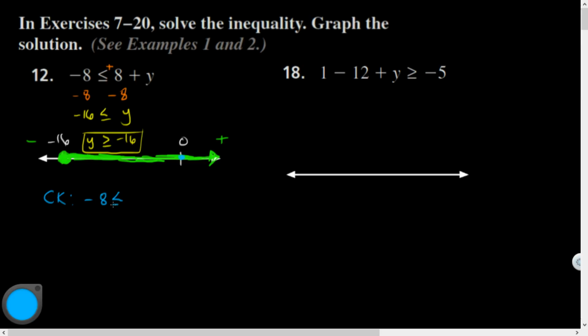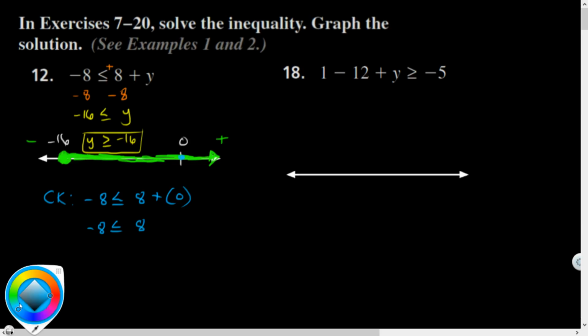Is negative 8, you didn't have to do this last night, I'm just showing y'all. If I plug in 0 for y, will this be true? Is negative 8 less than or equal to 8? That's true. That's so true. So notice I did appear to have shaded in the correct direction. It's possible I could have still made some other errors, so my checks are not foolproof when it comes to inequalities.